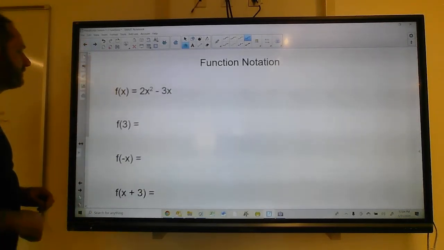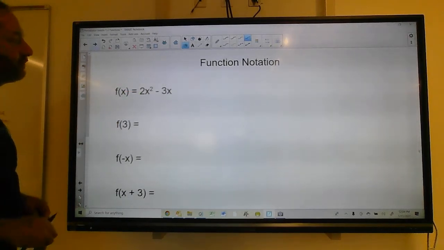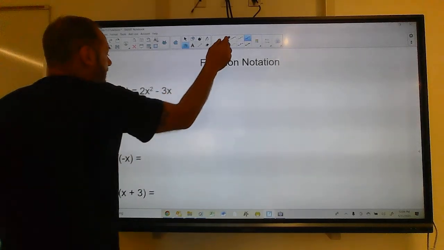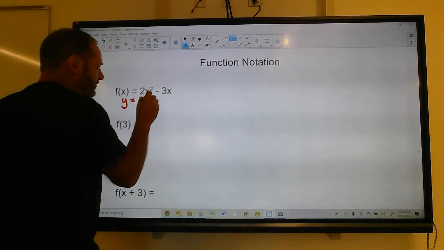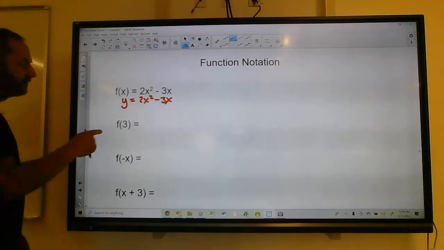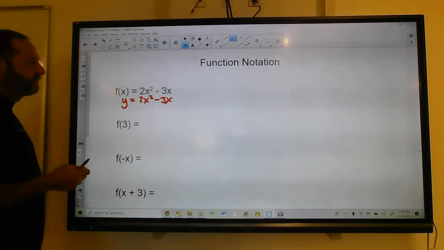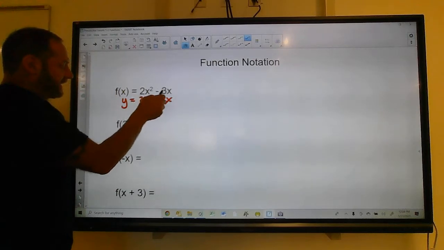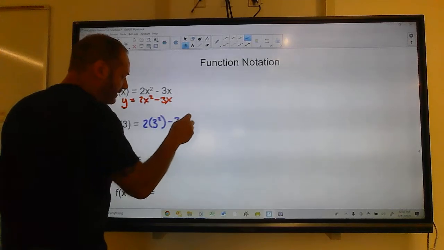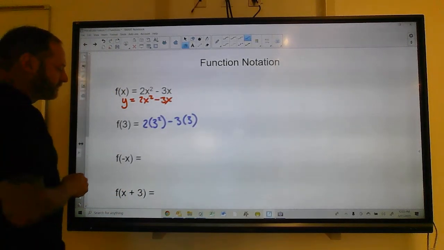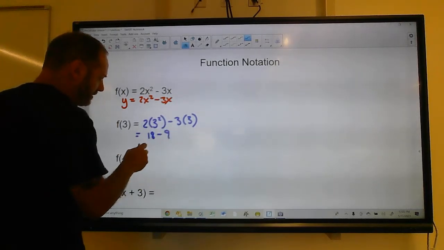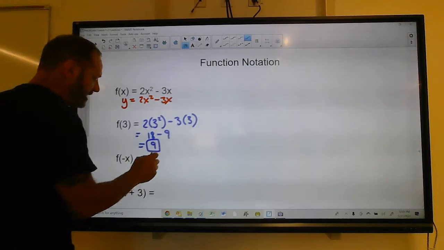Okay, function notation. So when you see f of x equals, that's function notation, and it's pretty much exactly the same thing as this. Those are the same equation. This is just function notation, this isn't. Okay, so this lets me do things like this, right? F of 3. What does f of 3 mean? It means I take 3 and I plug it in here everywhere I see an x. So this would be 2 times 3 squared minus 3 times 3. So this would be 9 times 2 is 18 minus 9, which would be 9. So f of 3 is 9.